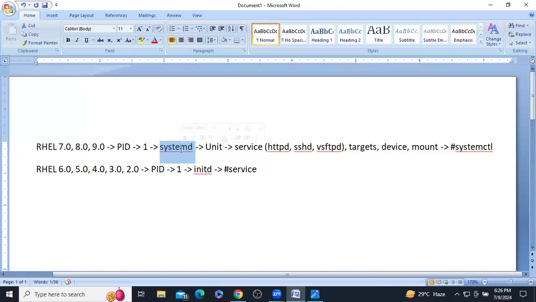In the same way, systemd objects, who is going to manage them? The systemctl command. So systemctl is the manager for systemd. With the help of the systemctl command, we are going to manage the systemd objects or units. In the same way, we have initd.